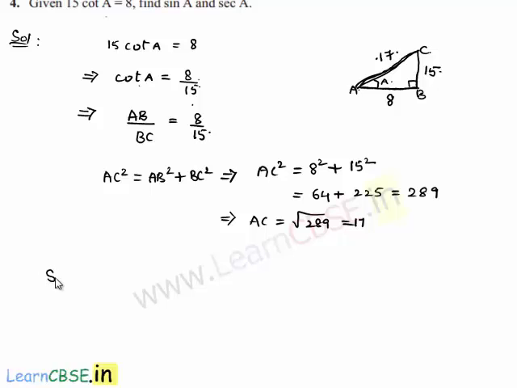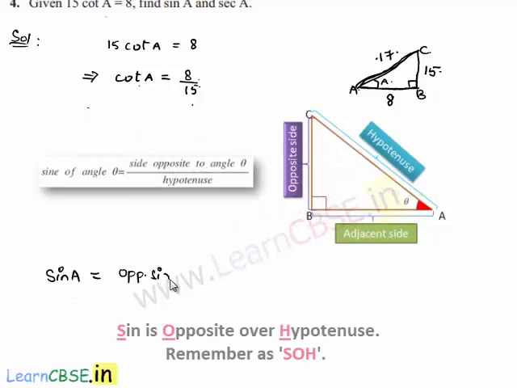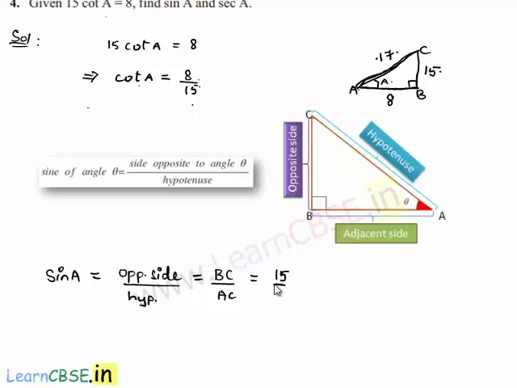Here firstly he asked us to find the value of sine A. We know that sine of an angle is equal to opposite side by hypotenuse. Here the opposite side of angle A is BC and hypotenuse here is AC, which is equal to BC is 15 and AC is 17.